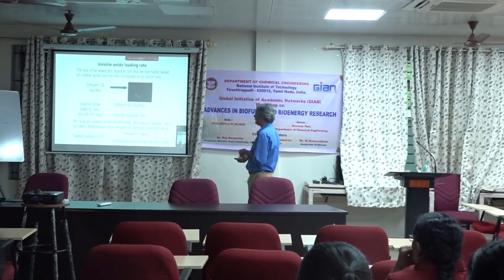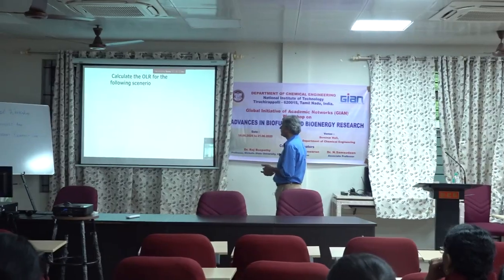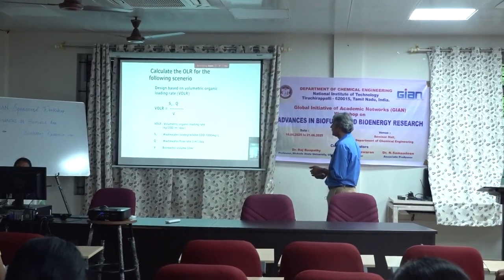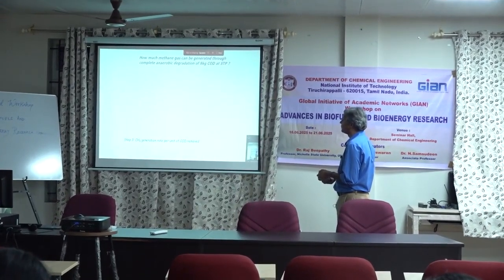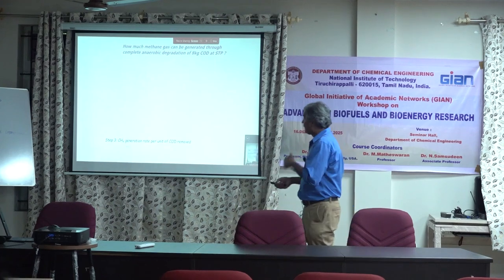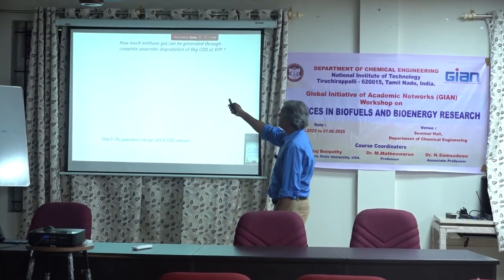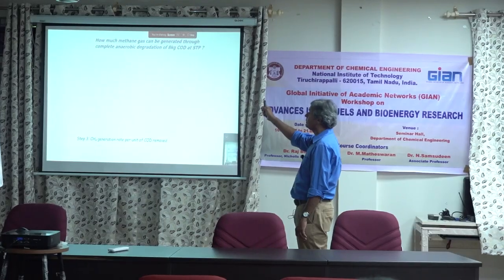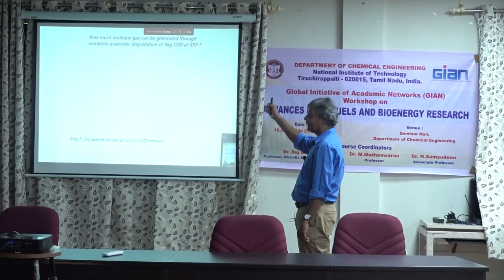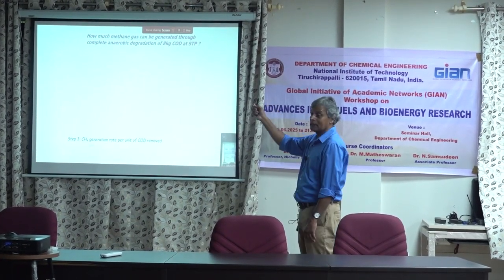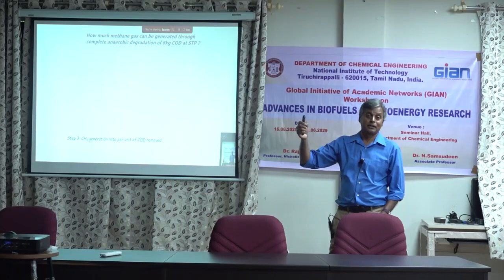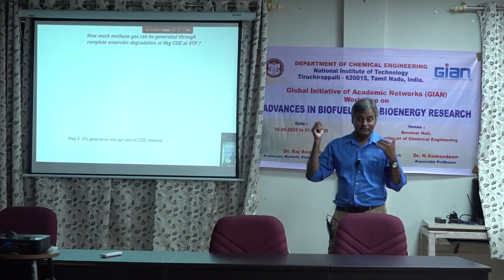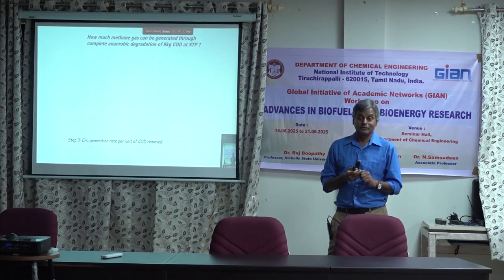This is exactly like yesterday. I want you guys to calculate it. Take out your calculator or phone, okay? Here I'm asking how much methane gas can be generated through complete anaerobic degradation of 8 kilogram of COD at standard temperature and pressure. That's the question. If you want to take a screenshot, take a screenshot.